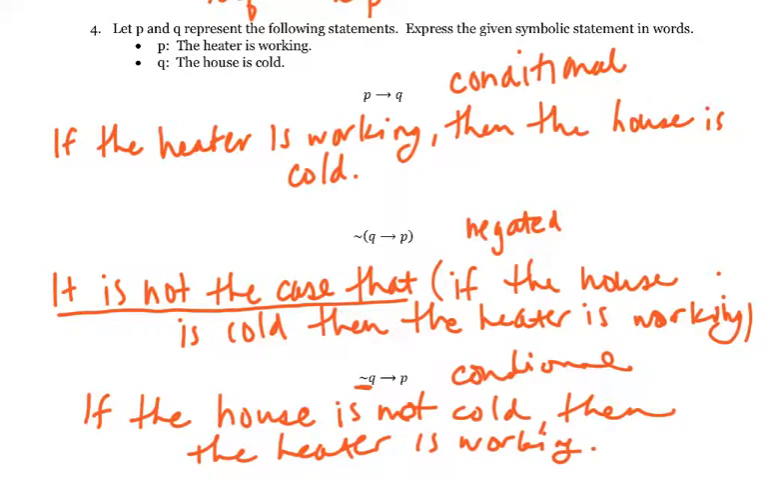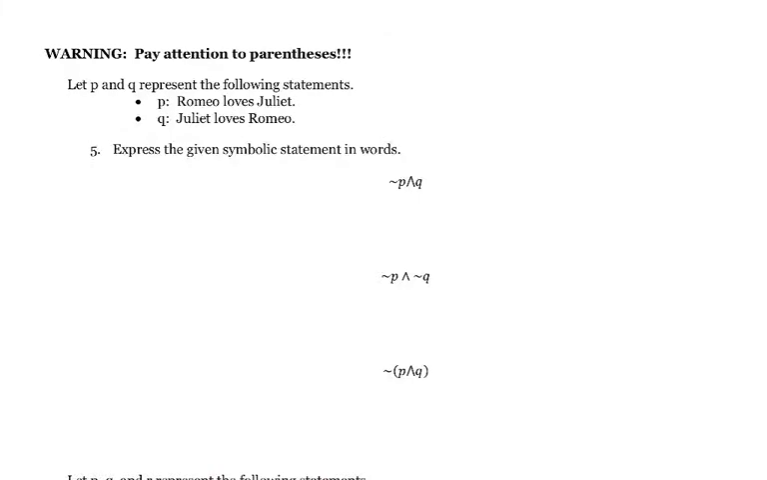You can see examples of where we take the sentences or statements and translate them into the symbols, and we can take the symbols and translate them into their actual statements. We have to watch and pay attention to the parentheses. So let's take each of these statements. P is Romeo loves Juliet, and Q is Juliet loves Romeo. And we're going to represent each of these given symbolic statements in words. So we're going to take the symbols and translate them into the words.